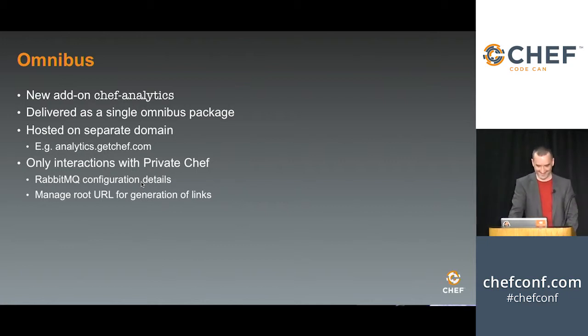Good. And so what we're doing is delivering a single omnibus package. We're hosting it in a separate domain from where your management console would be. And this is, again, to give us the flexibility to run a slightly different configuration and topology. Right now, the only interactions it has with Private Chef is that it needs to know where the Rabbit exchange is that it's going to consume from. And in order to generate the links to the manage, it needs to know what the manage root URL is. And that's it. So it is very amenable to deployment on the side.